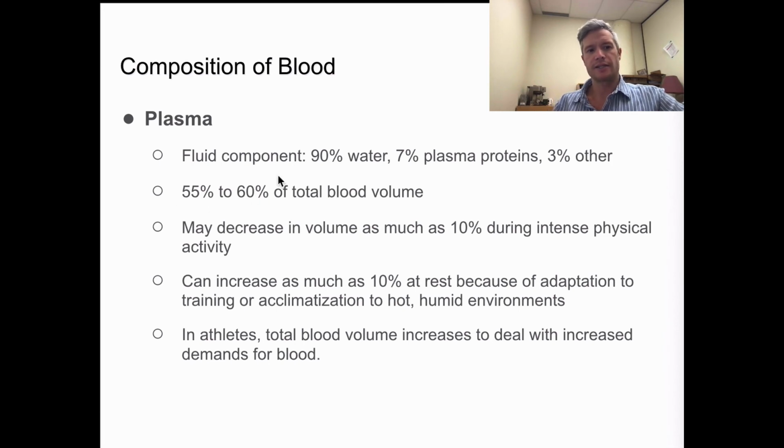Of the fluid component, 90% is water, but plasma itself makes up about 50 to 60% of the total volume of blood. What that means is other components, such as white blood cells and red blood cells, make up the rest of the percentage.